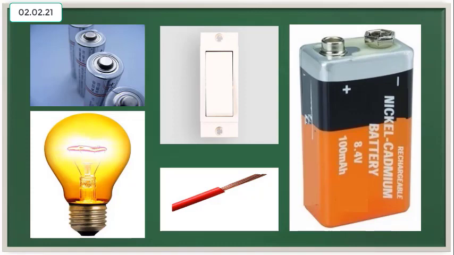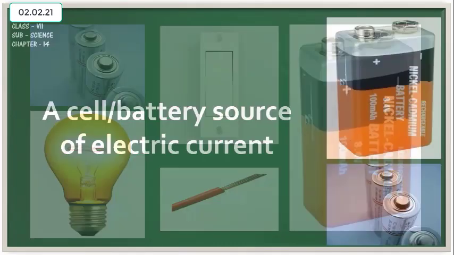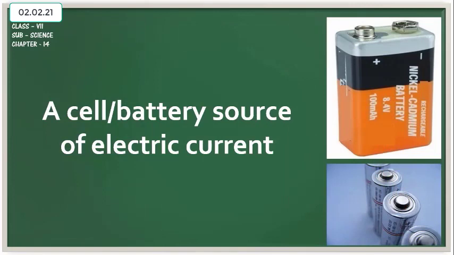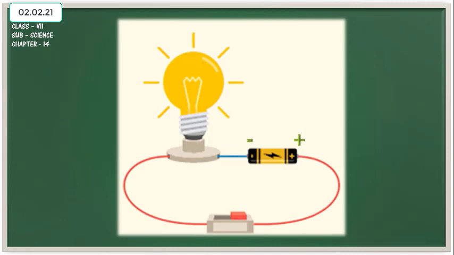A cell or battery is a source of electric current. A cell has a positive terminal and a negative terminal. The positive terminal of the cell is connected to one end of the switch with a piece of copper wire. The other end of the switch is connected to one end of the bulb holder with another piece of copper wire. The negative terminal of the cell is connected directly to the other end of the bulb holder with a copper wire.